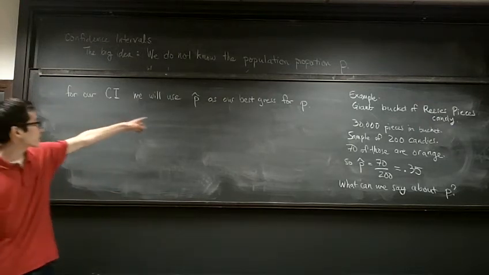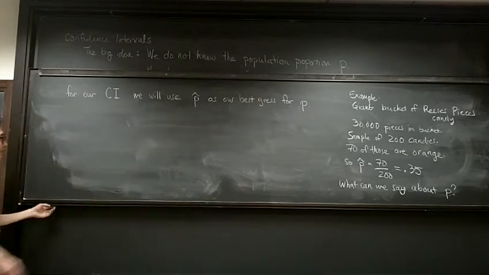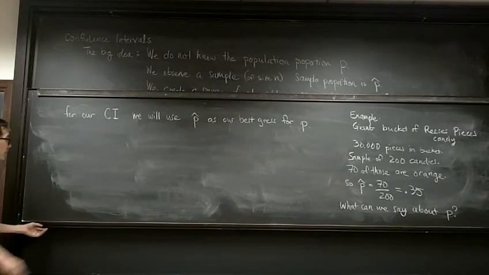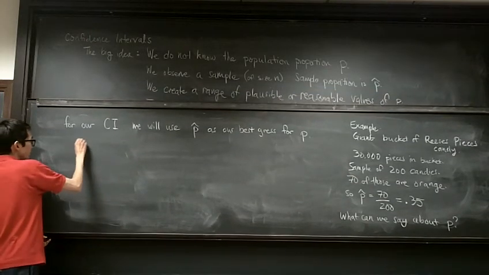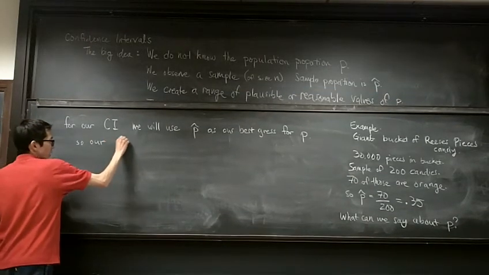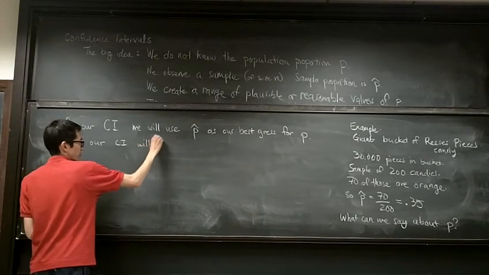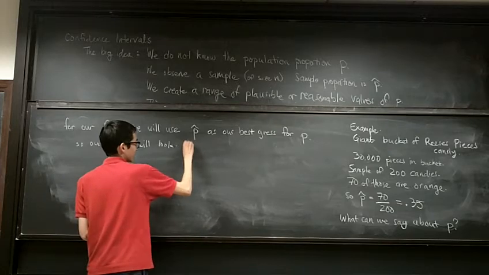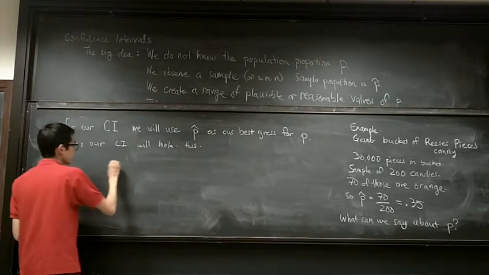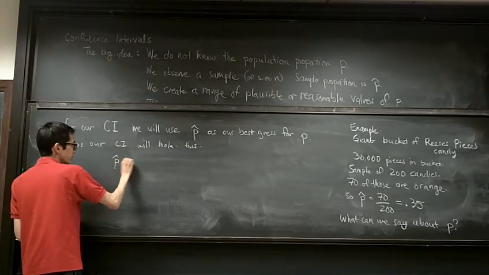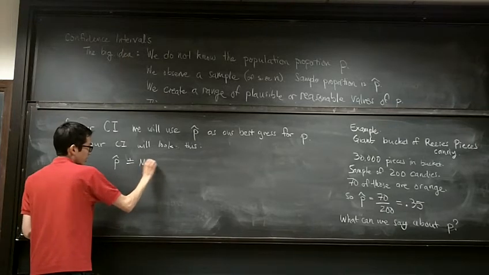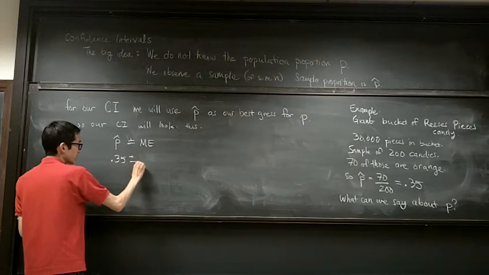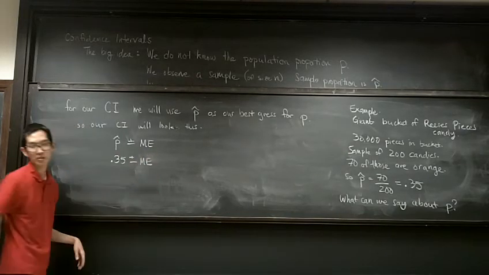Alright, for our confidence interval, we use p hat as our best guess for p, okay? So 35% will go in our confidence interval. So our confidence interval, our CI, will look like this. It's going to be p hat plus or minus a margin of error. So it's going to be 35% plus or minus the margin of error.